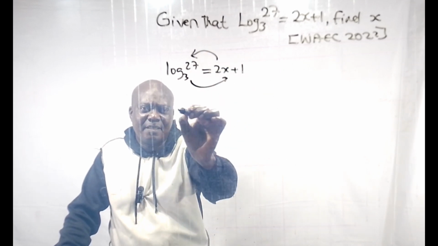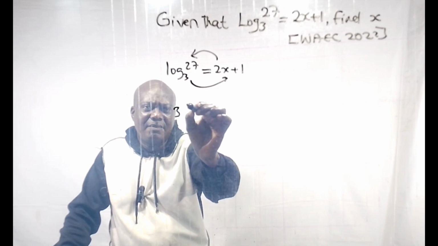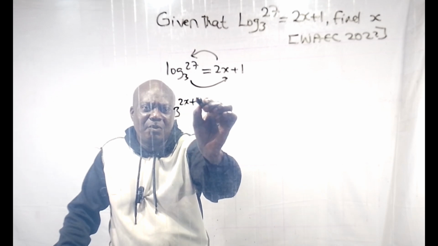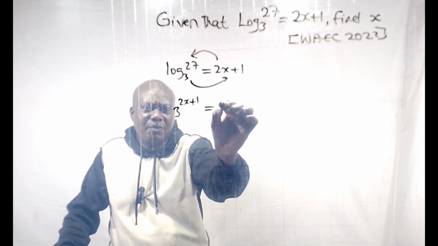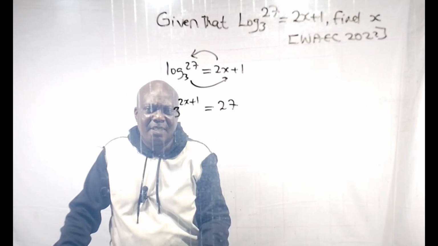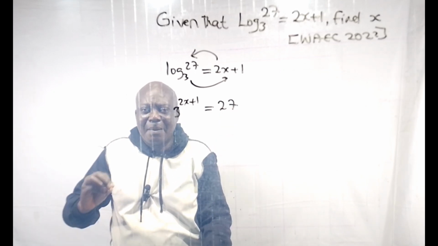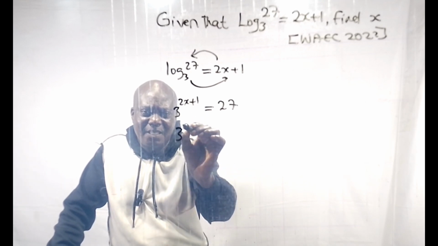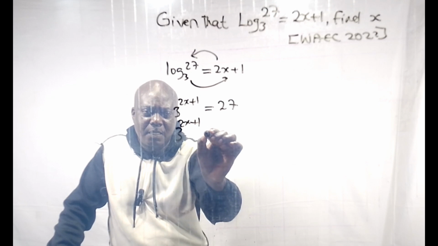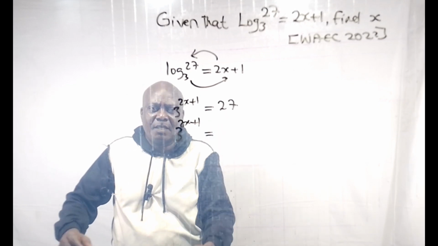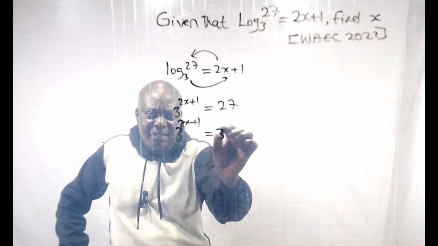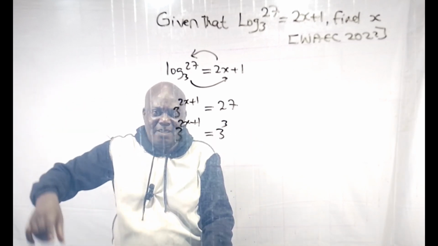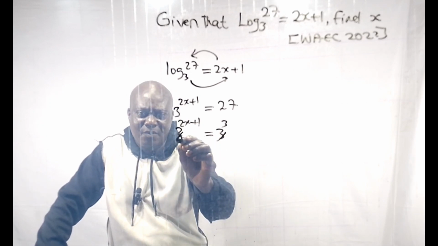So from here you have 3 to the power of 2x plus 1 equals 27. We are now changing to index form by the use of the definition. So let's continue. This one now will become 3 power 2x plus 1. This 27 can also be written as 3 power 3, because 3 times 3 is 9, 9 times 3 is 27. So from here, the base will go.